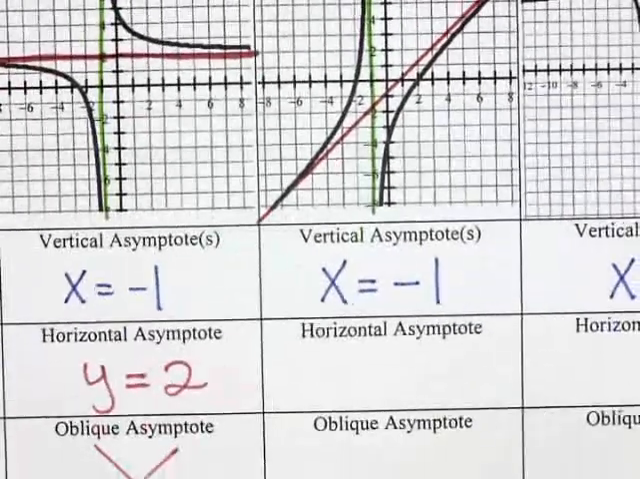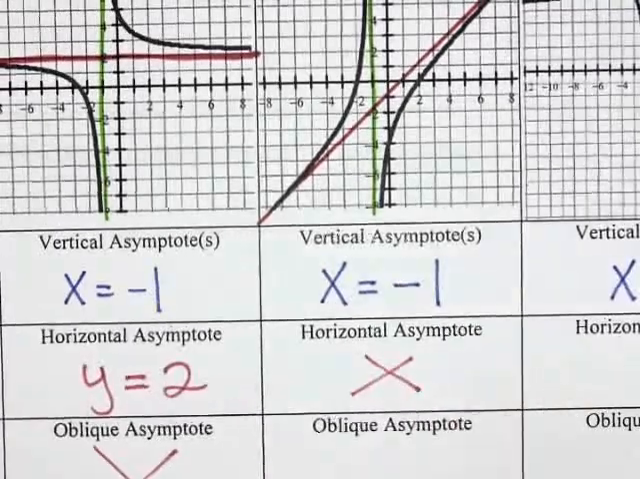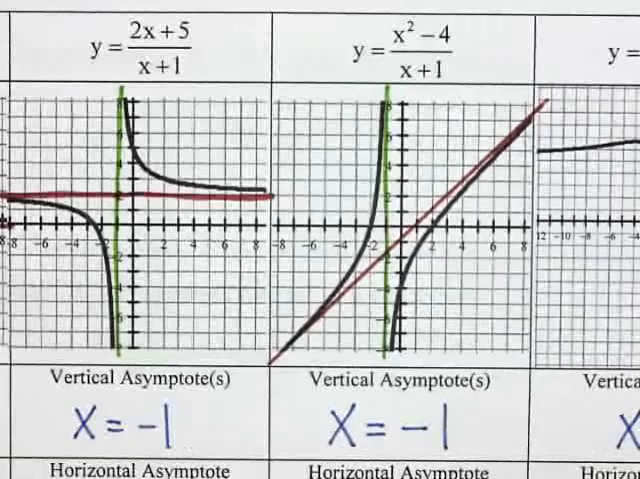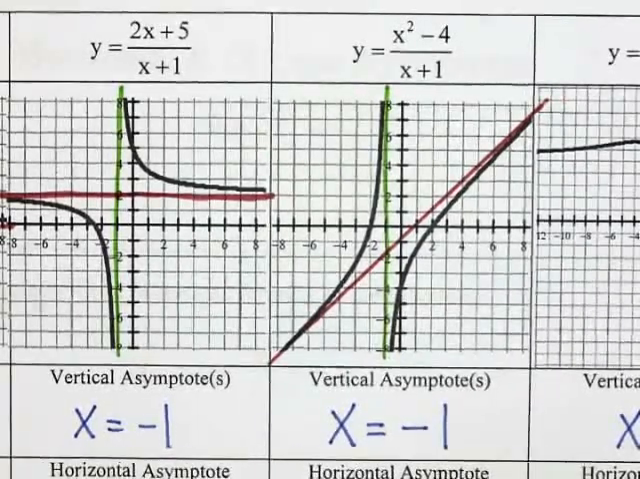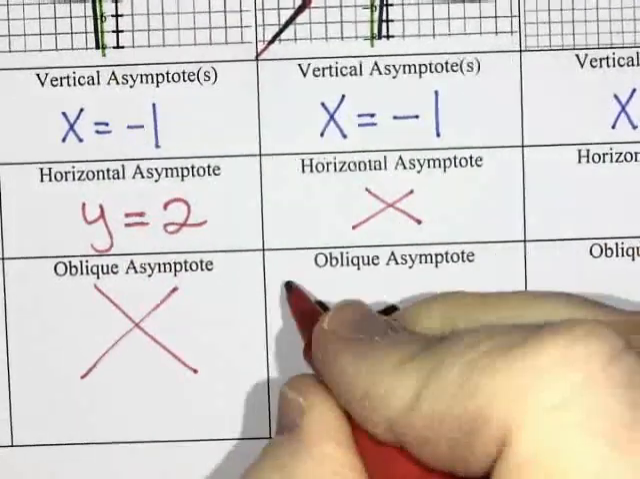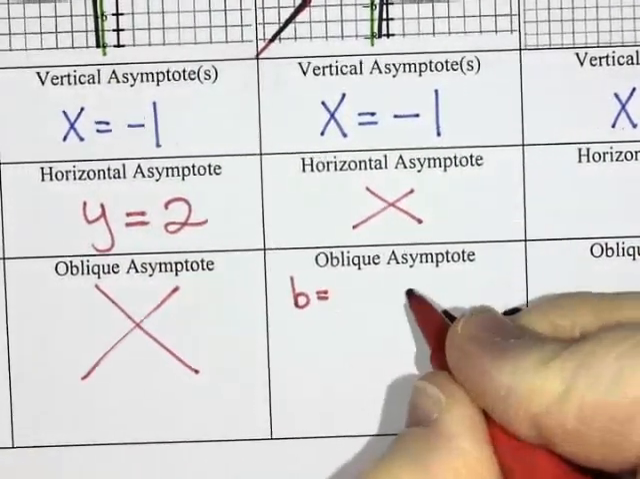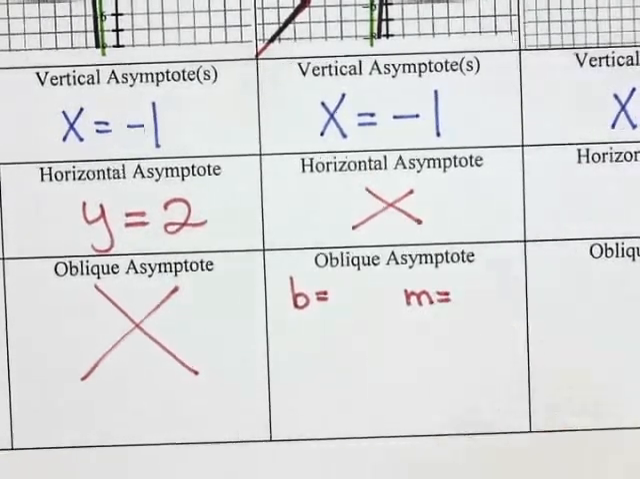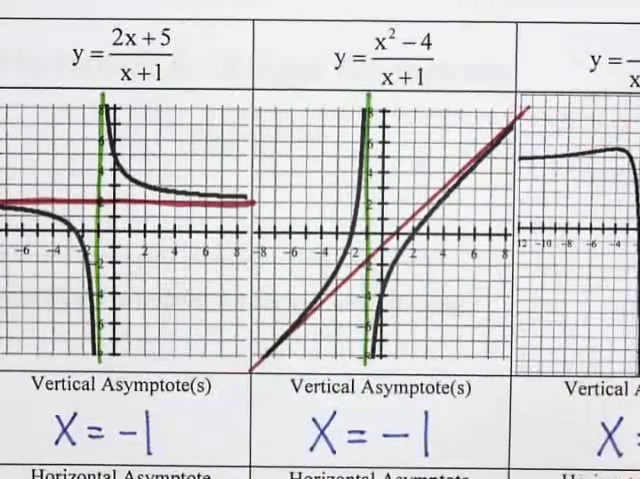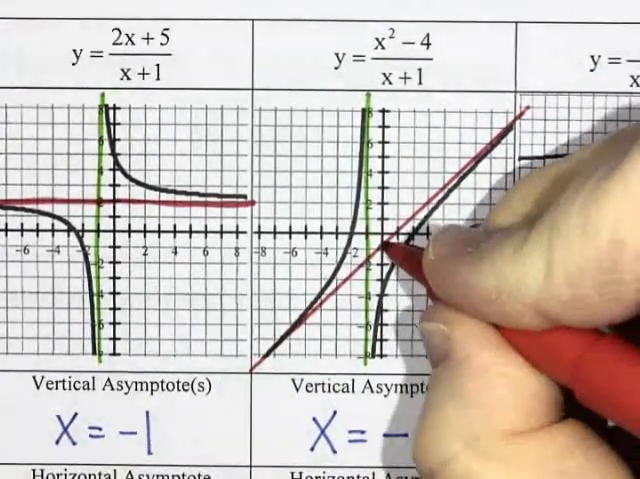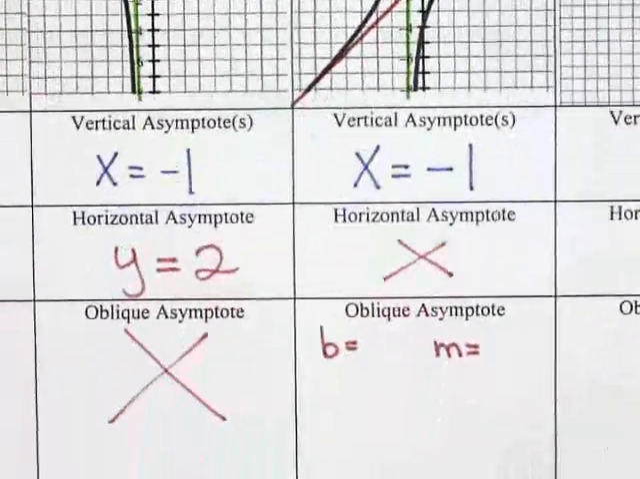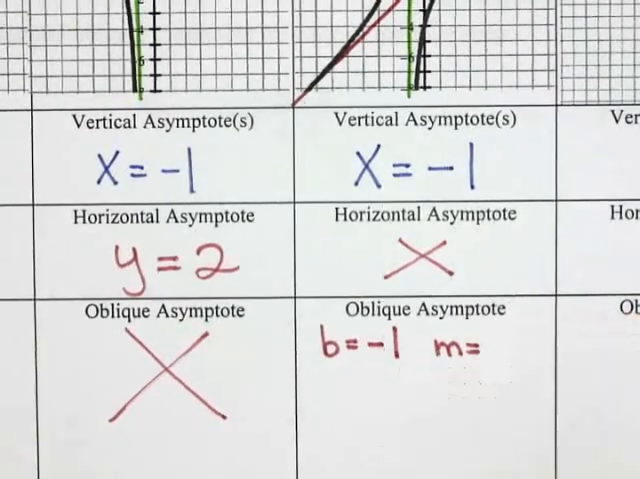Okay, so it is not horizontal. It is oblique, and I need to come up with the equation. This is why we reviewed the equation of a line. When I'm doing the equation of a line, I need the y-intercept and the slope. I'm going to start with the y-intercept. It's tricky because the line I drew is not perfect, but it appears to me that the y-intercept is -1.